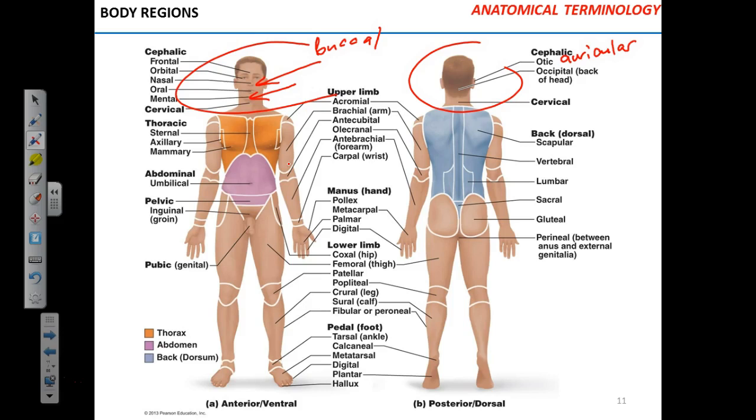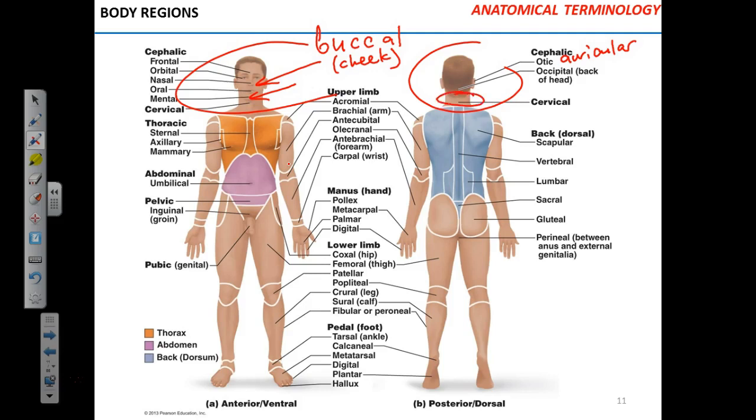B-U-C-C-A-L. Let me write it in. So it's B-U-C-C-A-L. Cheek. Okay. You may have heard the term buccal swab. A swab done from, you know, inside of the cheek. Got it? Can we move down?